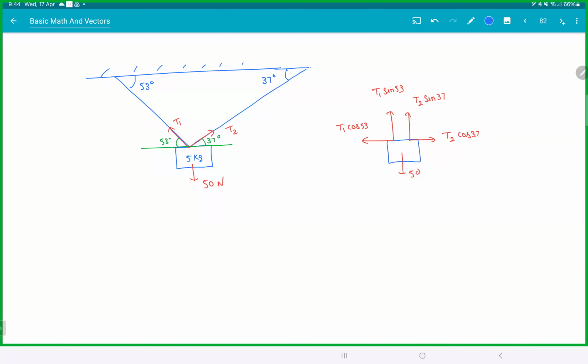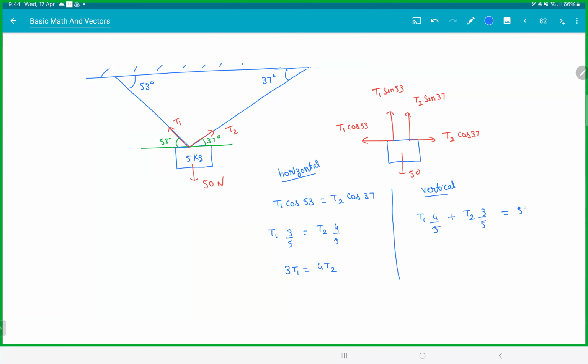Again, equilibrium: the vertical forces should balance, horizontal forces should balance. So horizontally, T1 cos 53 is T2 cos 37. 53, 37 values, you need to get used to it. Cos 53 is 3 by 5. Cos 37 is 4 by 5. So 3T1 is 4T2. That is one equation. This is the horizontal. So on the vertical, T1 sin 53, that guy is 4 by 5. T2 sin 37, that guy is 3 by 5, is 50. So 4T1 plus 3T2 is 250.